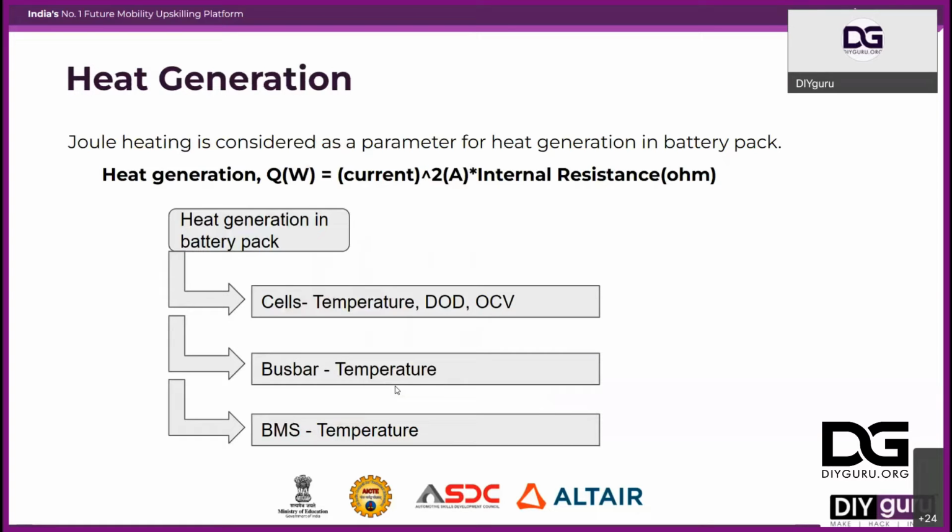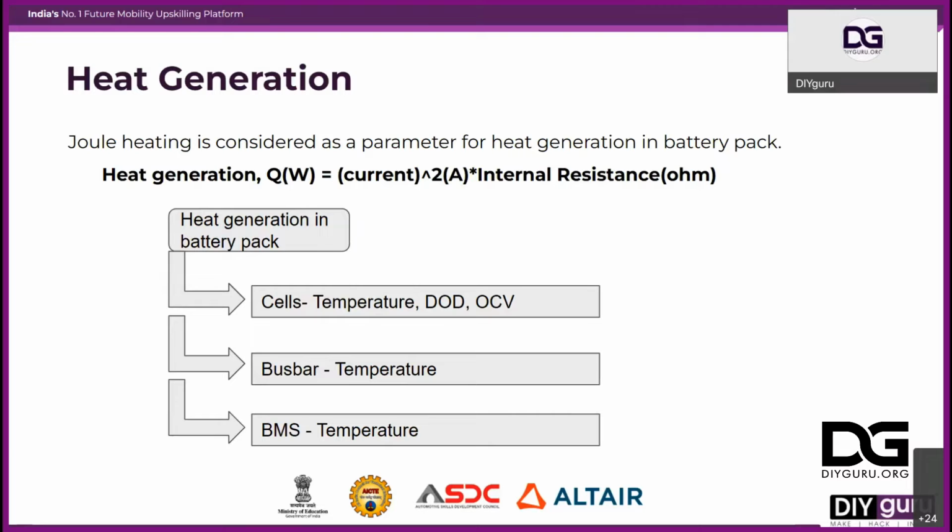Now, heat generation. This is an important parameter. Today I will talk only about the basic things; we won't be getting into great detail. Joule heating is considered as a parameter for heat generation in a battery pack, in watts. So Q, the energy, is equal to the square of the current times the internal resistance of the cell, or the resistance of the electrical component we are dealing with.